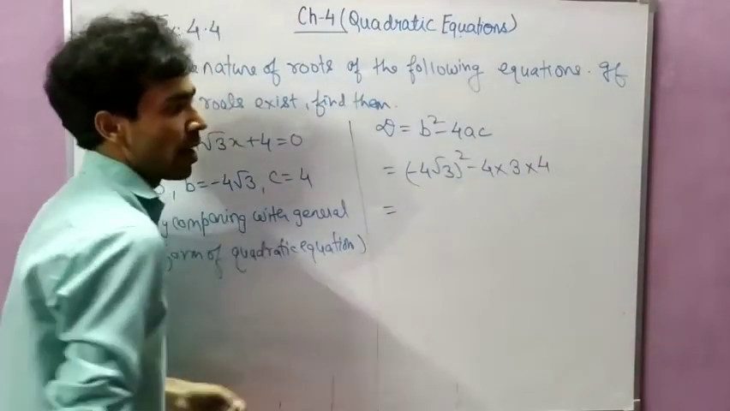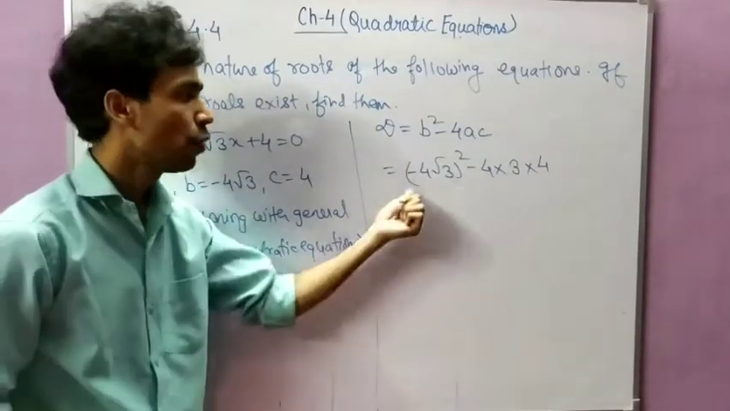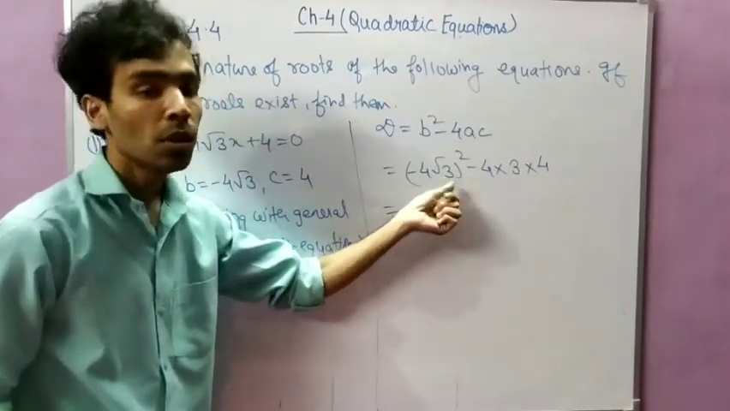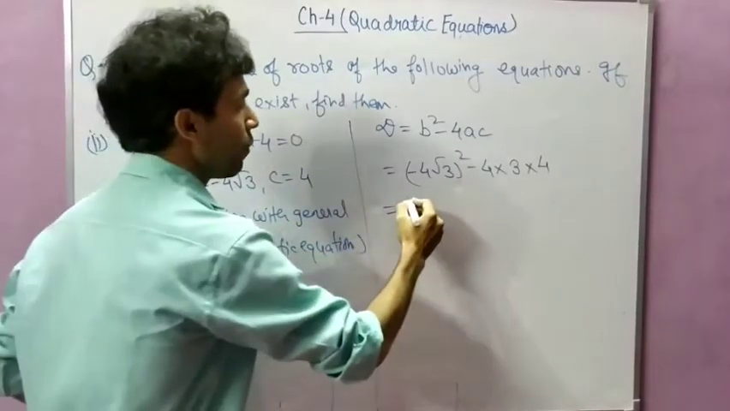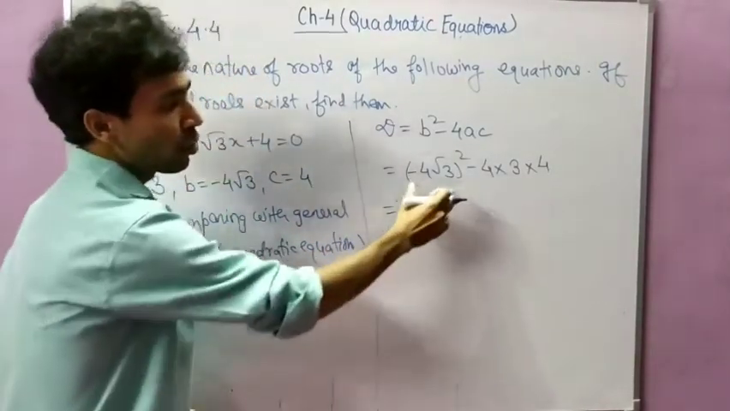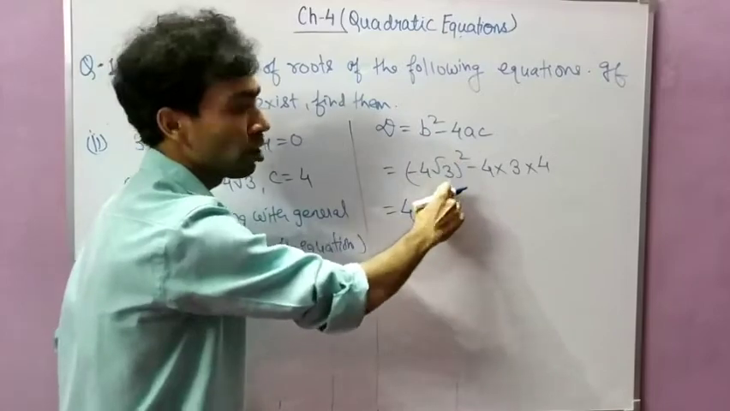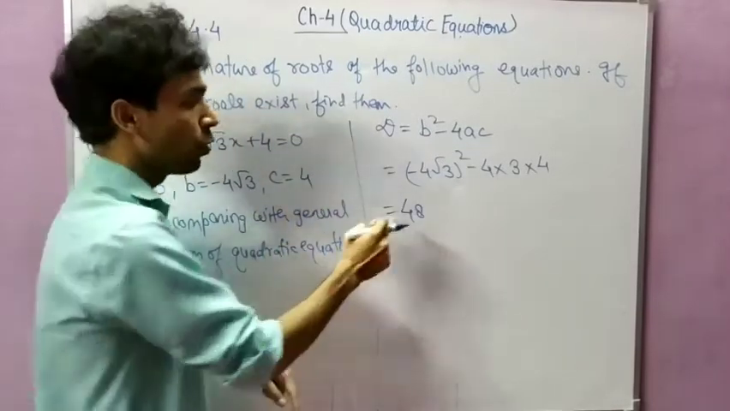Minus 4 root 3 whole square: minus square will be plus, 4 square will be 16, and 16 into root 3 square, 3. So it will come 48. You can solve it: 4 square 16, root 3 square 3, 16 into 3 is 48.